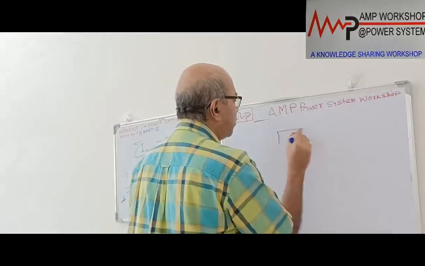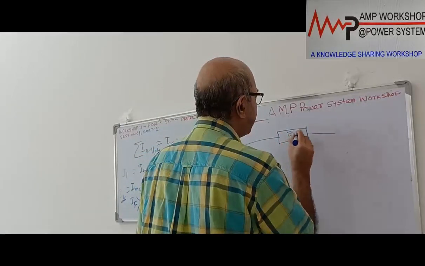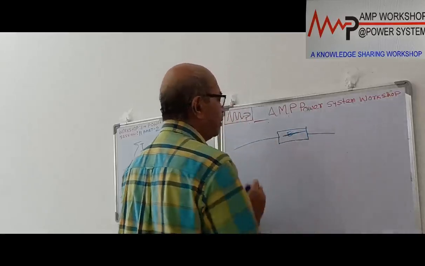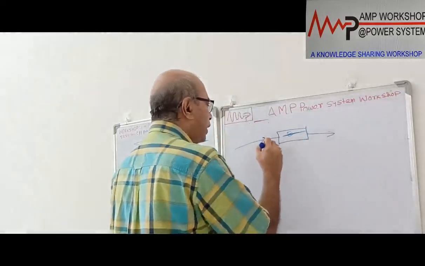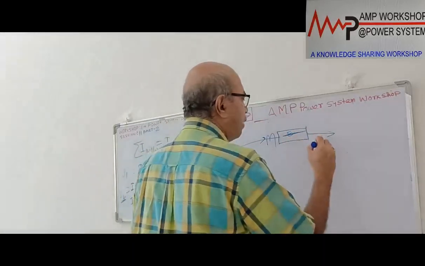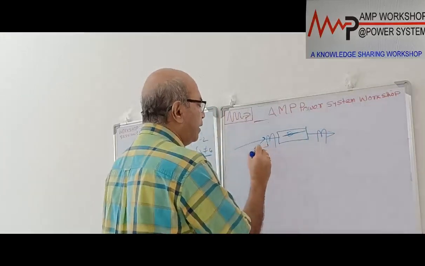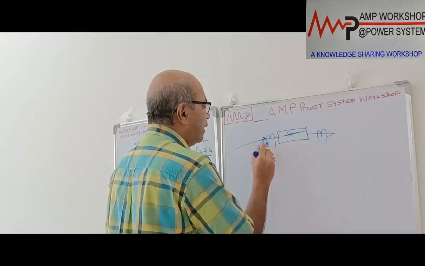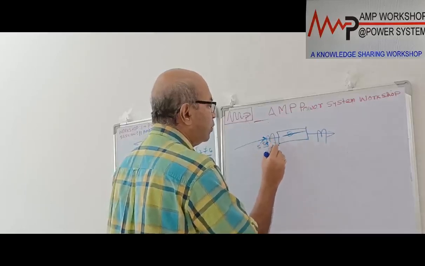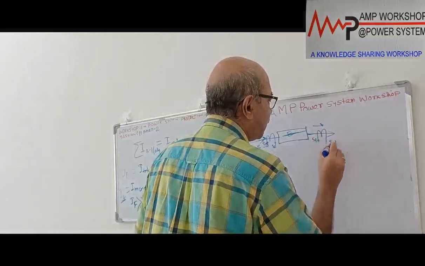Suppose this is the equipment to be protected by differential protection. So this is the equipment. Now suppose in our case it is a bus bar, the bus bar to be protected. So this is the incoming side, this is the outgoing side. On the incoming side I am putting a CT, and on the outgoing side we are also putting a CT. You see here, when the current is going this way, this will be our S1 and this is our S2. When the current is going this way, this is our S1 and this is our S2.